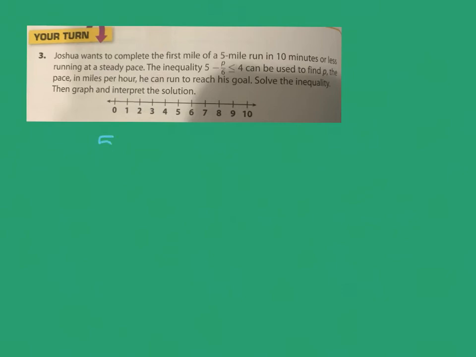We have 5 minus P divided by 6 is less than or equal to 4. Let's talk about where these numbers came from. We have this 5-mile race. That's where this one comes from. We're taking from it the pace that he's running divided by 6. This 6 comes from here.